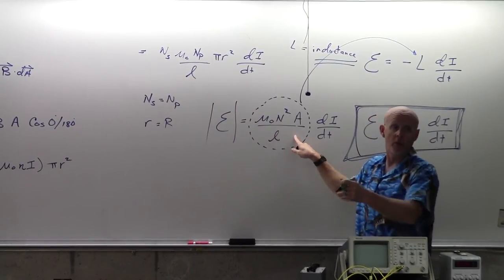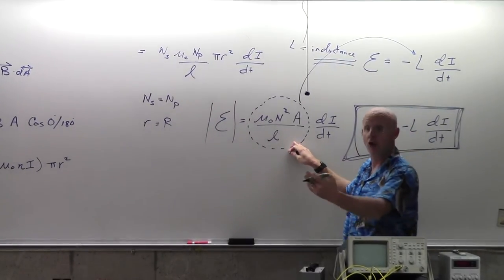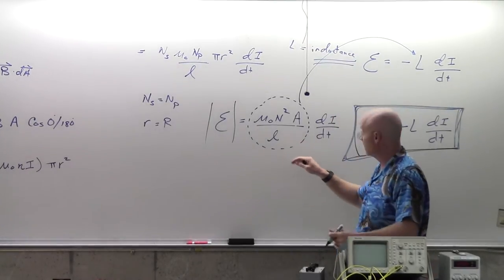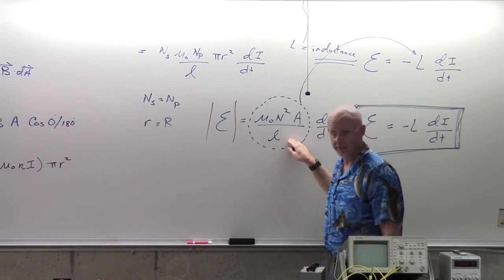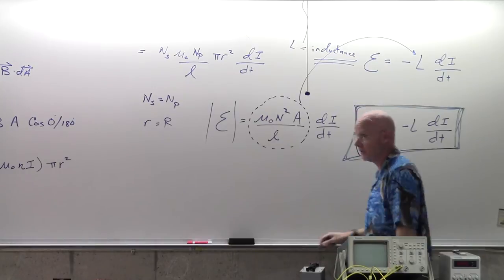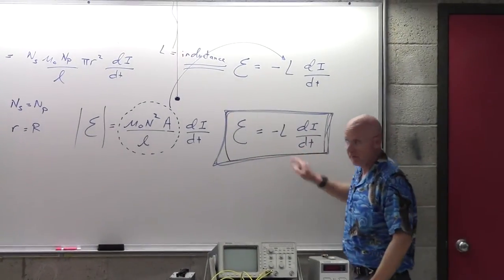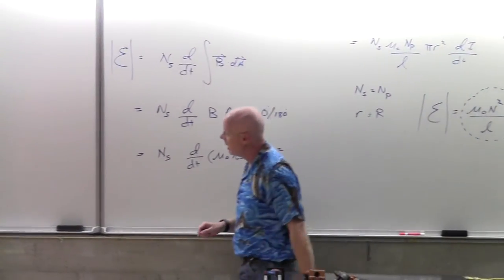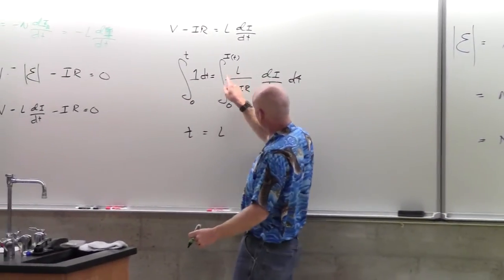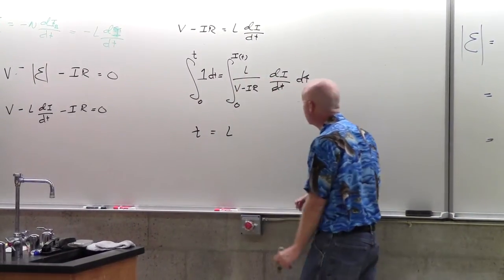And like I said, you have a homework problem to find out what is L for a toroid. You have another one that says what is L for a coaxial cable. And so you're going to find those individual values. But leaving it as an L made it nice not to have to worry about all that stuff L is made out of.